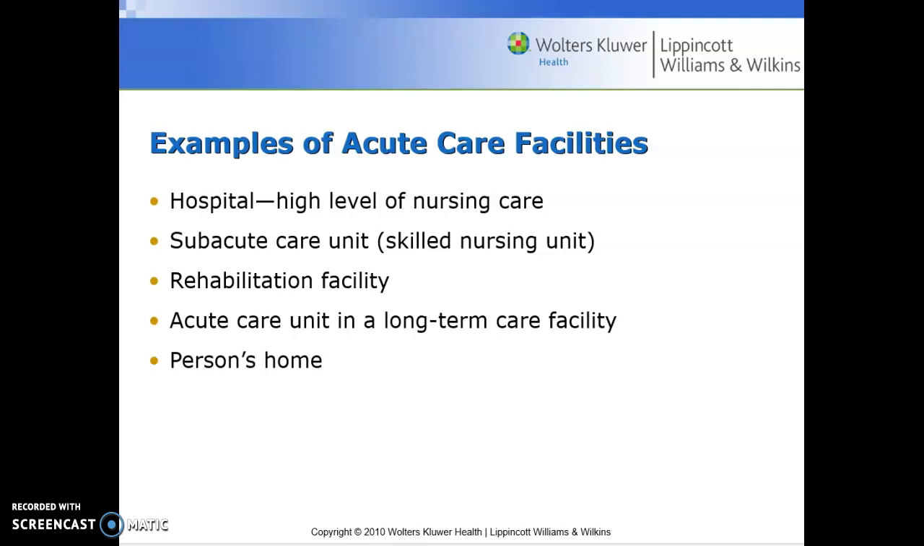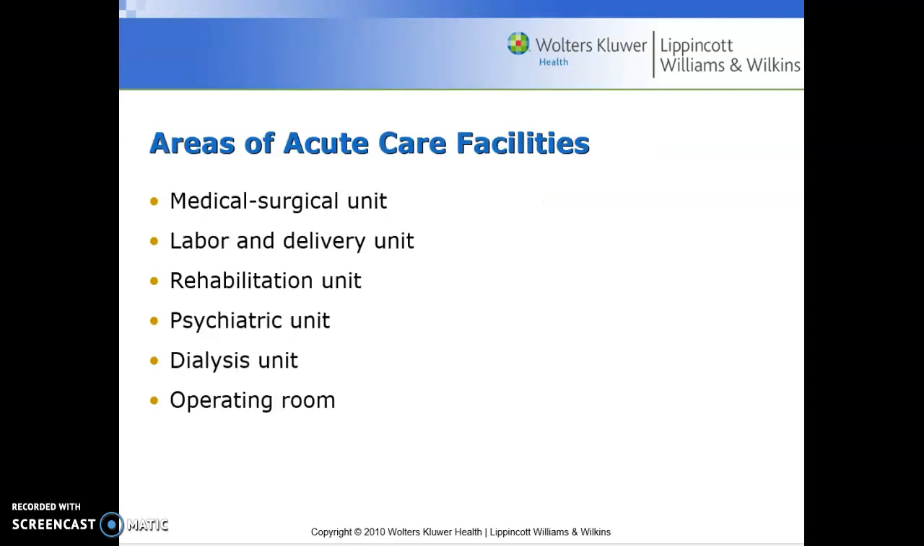Acute means sudden onset, okay? It happens rapidly. So if you get sick or ill, you go to the hospital, and there is where you will receive a high level of nursing care. And then you have your subacute care centers, such as your skilled nursing units, your rehab facilities, your acute care unit in a long-term care facility, and a person's home. These can be types of acute care facilities as well.